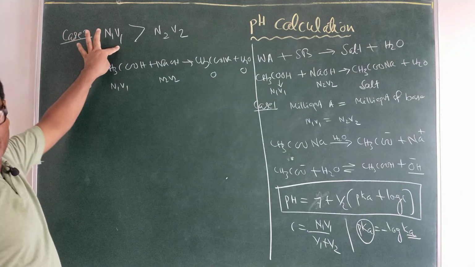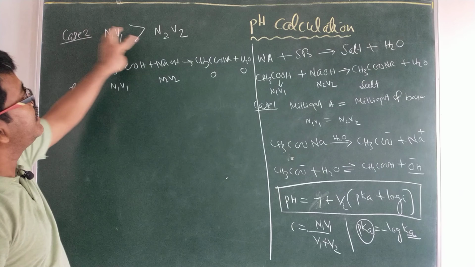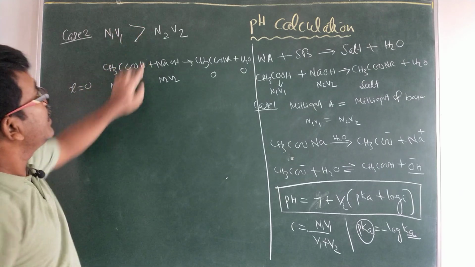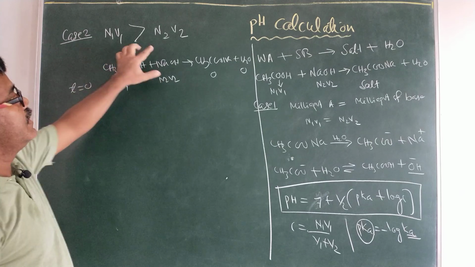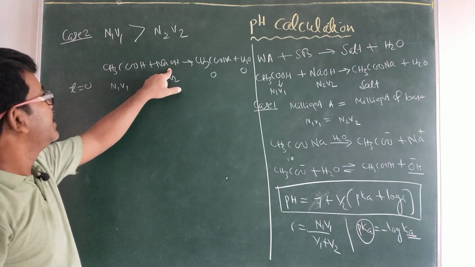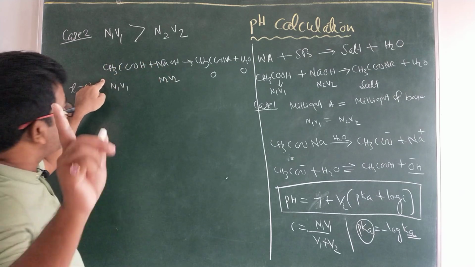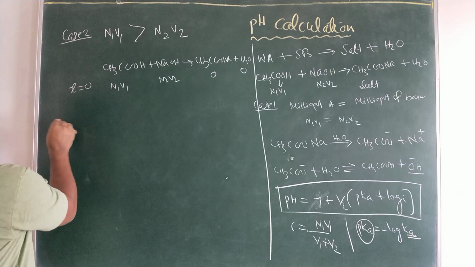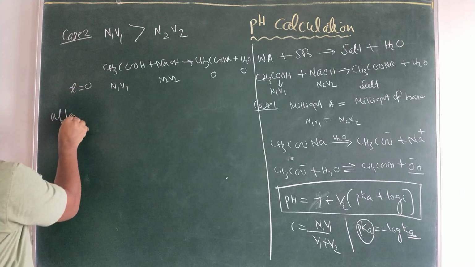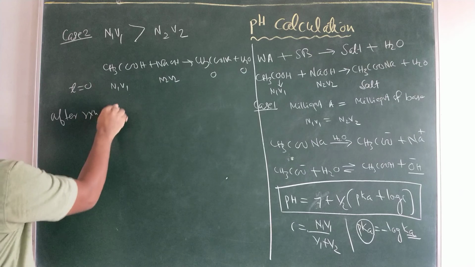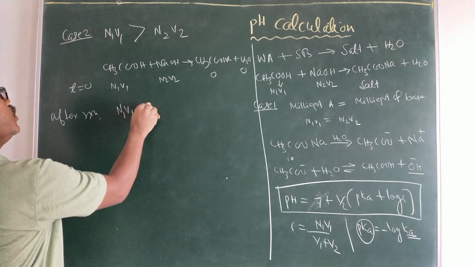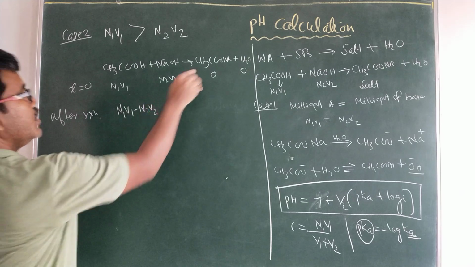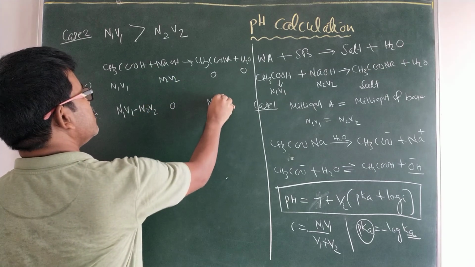Now this milli equivalent is excess. This is the excess reagent, this is the limiting reagent. As the milli equivalent of this base is less than the acid, this base will act as the limiting reagent, and this is the excess reagent. Therefore, after reaction, the milli equivalent of acid left will be N1V1 minus N2V2. This will become 0 and this will become N2V2.